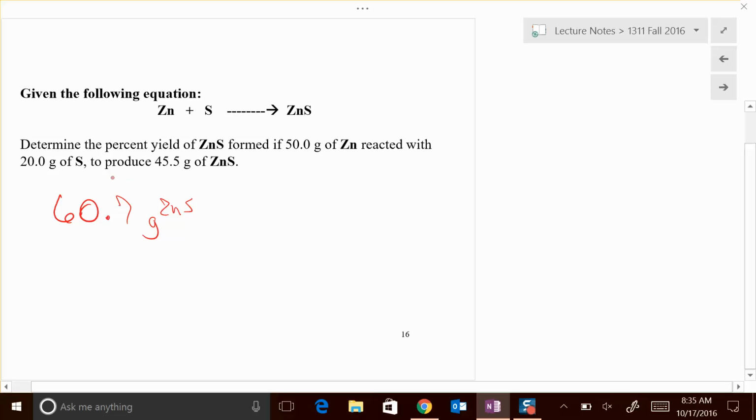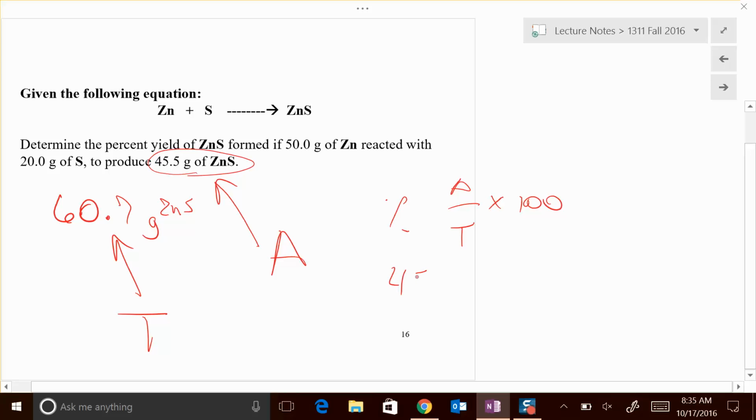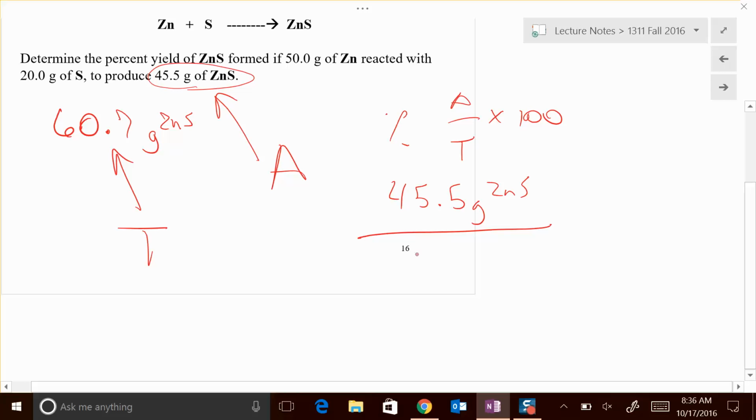Okay? It only produced 45.5 grams in the laboratory. Okay? So, to find the percent yield, which one's my theoretical? This one's theoretical. This is my actual. So, percent yield is A over T times 100. Actual over theoretical times 100. So I would take my 45.5 grams of zinc sulfide and put it over my 60.7 grams of zinc sulfide times 100. What is my percent yield?